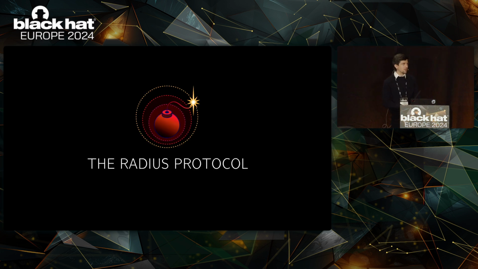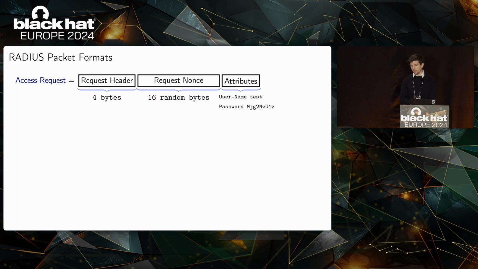Let's start with the RADIUS protocol. The following three packet formats are important for our attack. In RADIUS, every packet starts with a 4-byte header that specifies the packet type and length. In the Access-Request, we then have a 16-byte request nonce that ensures the freshness of answers. In addition, there can be a number of attributes attached to an Access-Request. The most important ones of those are the one that holds the username and a scrambled password.